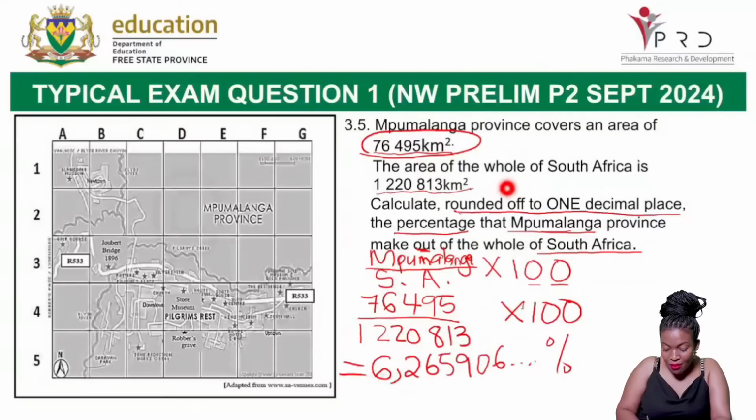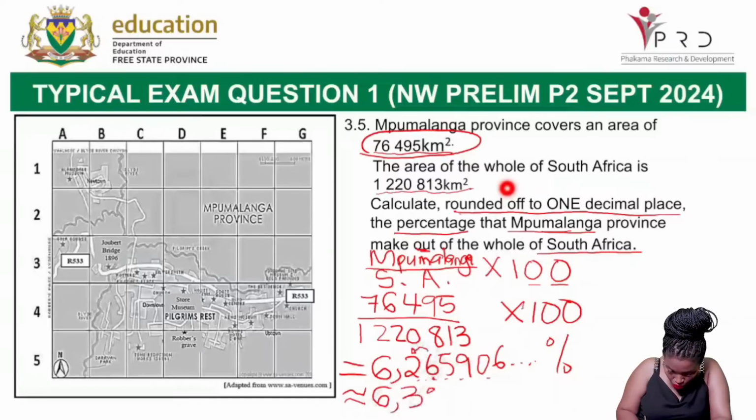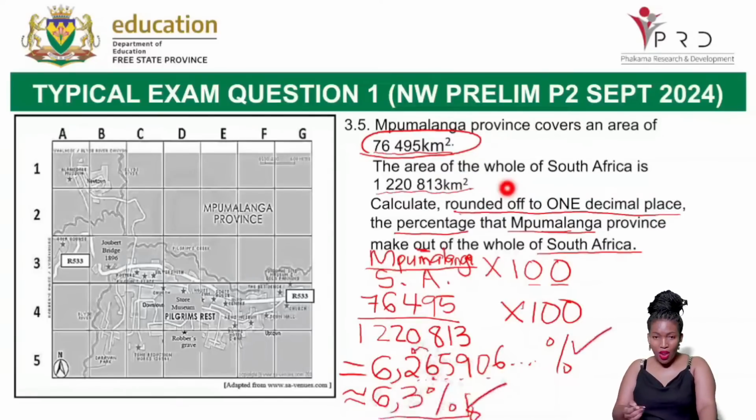Did you see what I did? I'm writing the answer that I get from the calculator, and then from there I'm gonna write the final answer. Now rounding to one decimal place, it's a 6, meaning you are going to add 1 there. Then it is 6.3%. So it is very important to write the answer from the calculator, and then you write the answer after rounding.